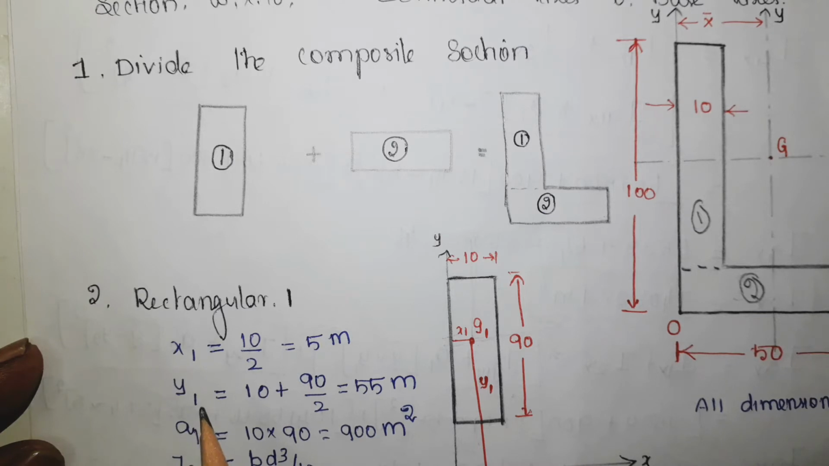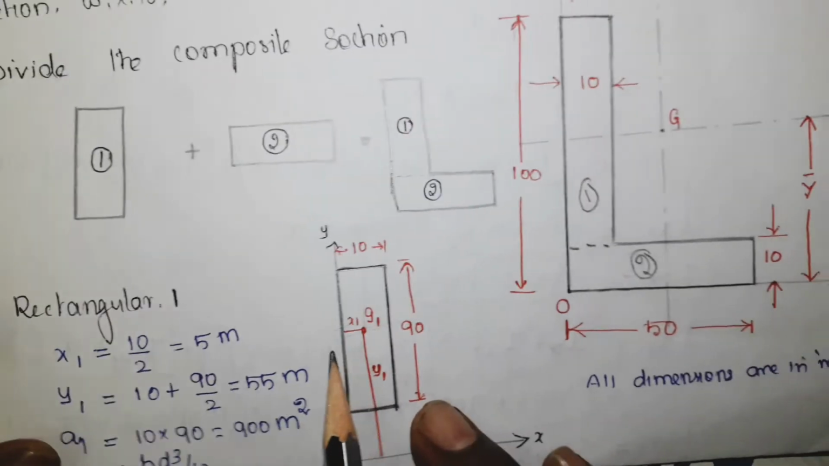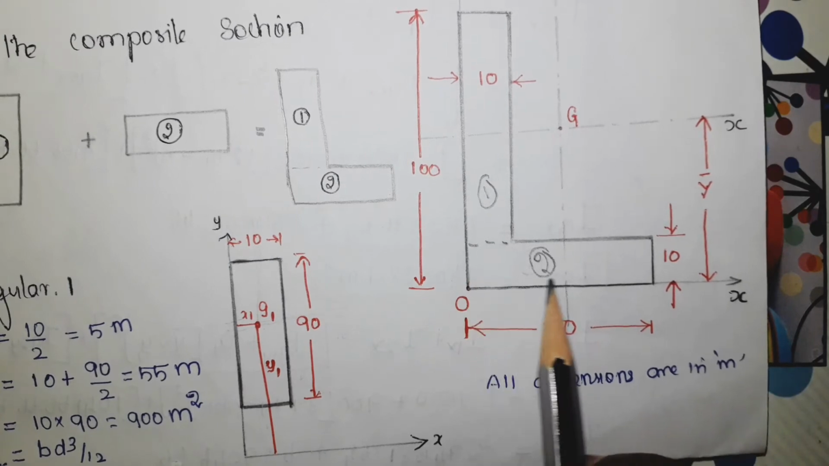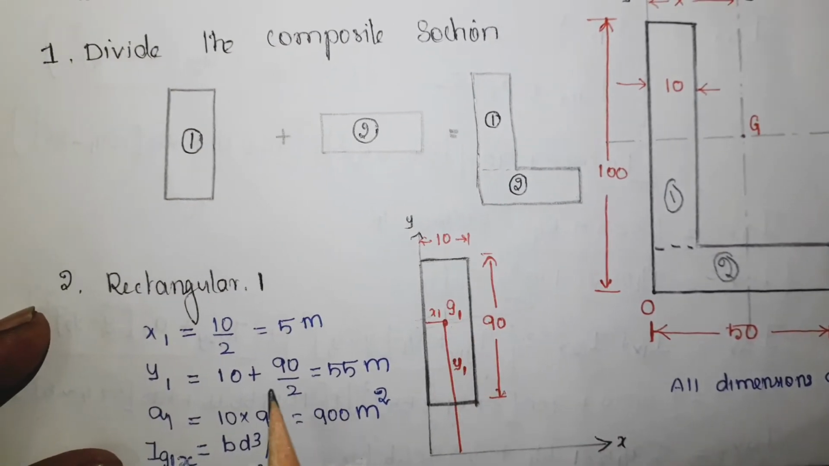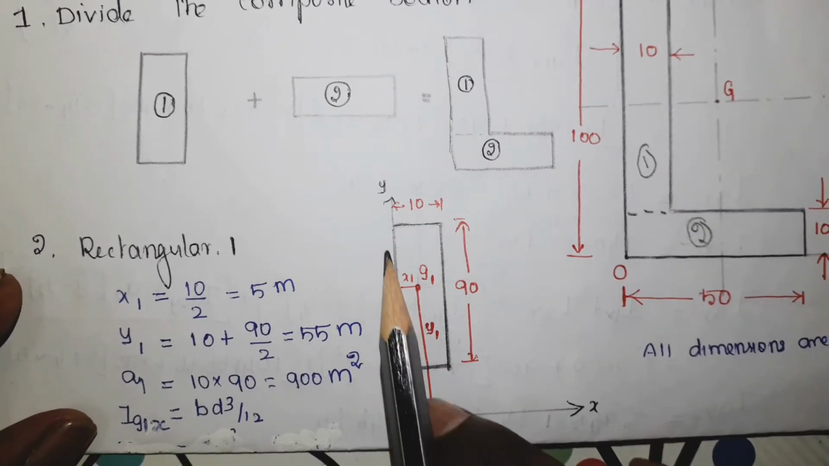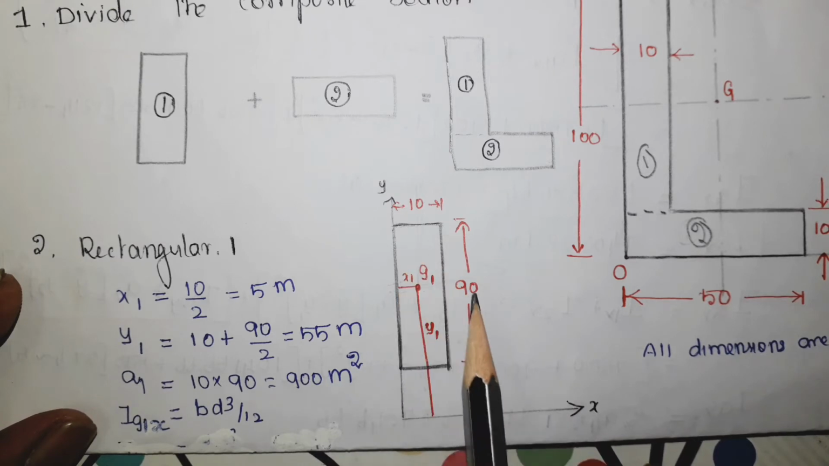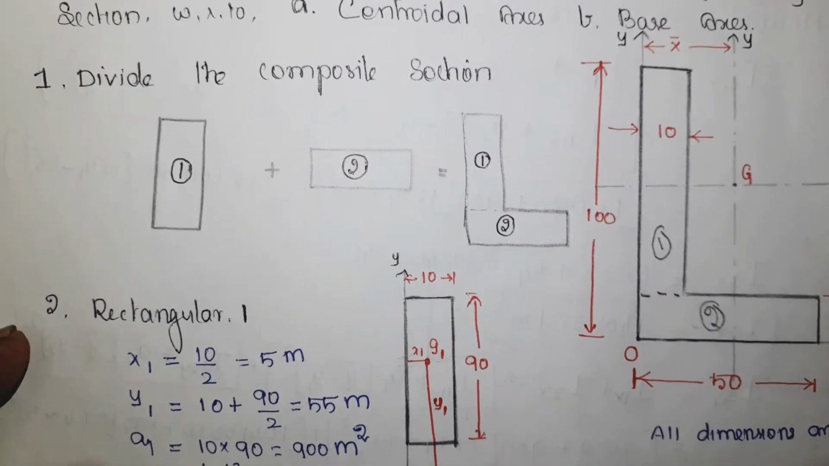The next one is y1, which is the distance between G1 and this x axis. So first you have to add this distance, which is 10, then half of this one. So here it is 10 plus 90 by 2, 55 meter. Then the area of this rectangle, which is nothing but 10 into 90, 900 meter square. Then the next two variables are specific to area moment of inertia.